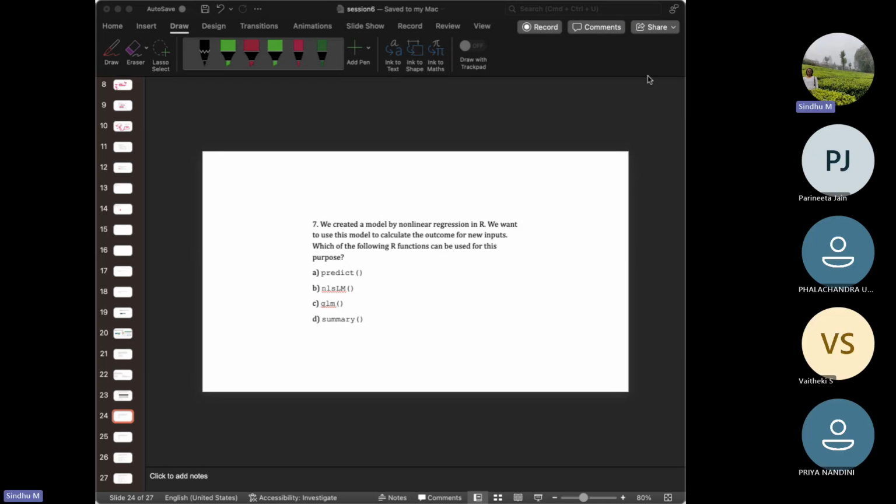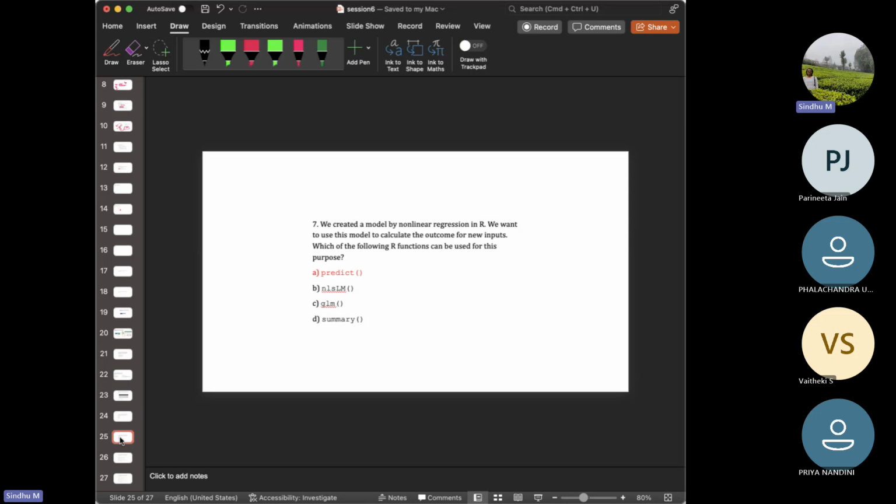The seventh one is actually a straightforward question. Here they are saying that they have already created the model using nonlinear regression. So we already have the model, and we don't have to worry about getting it. Now with this model, they are interested in getting the outcome for new inputs. So which function will we use? The correct answer is option A. Predict is the function. Using the model, we predict for other new inputs.